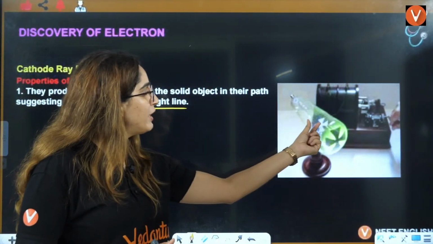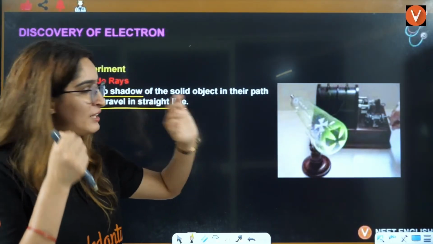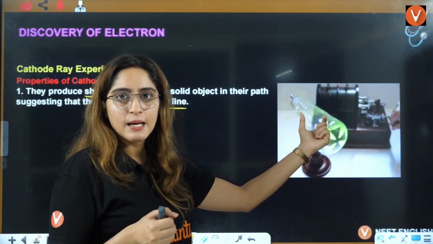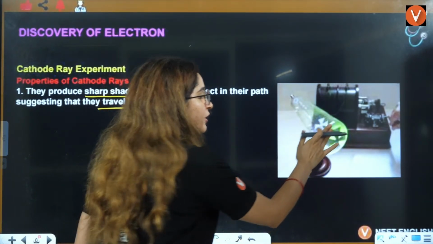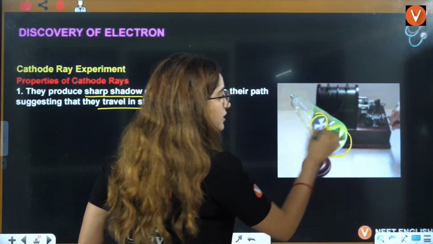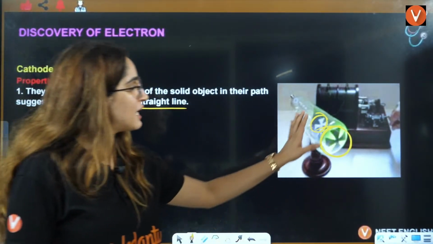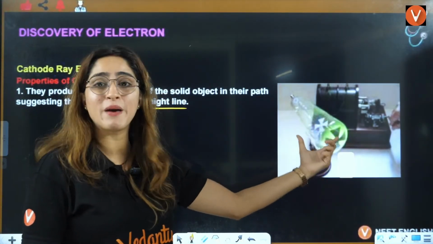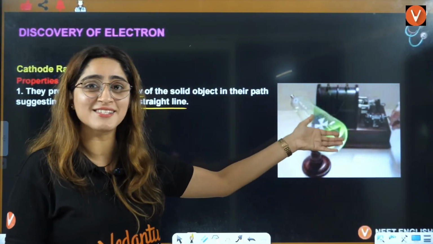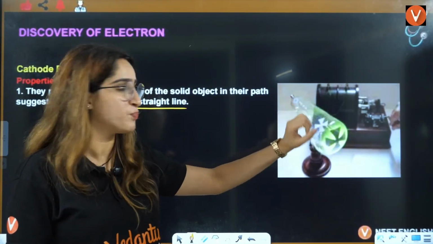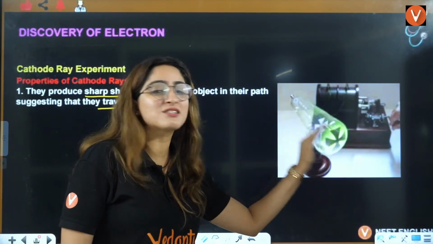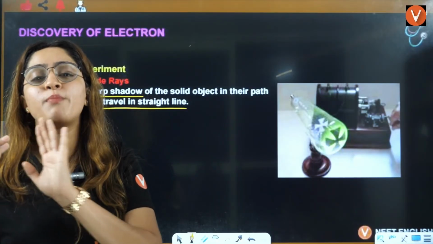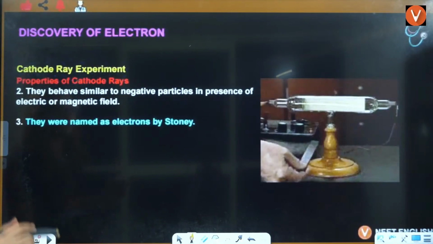Now, when you put a wheel in front of these rays, like these rays are passing here, and when you put a wheel here, right, then what will happen? This is the wheel and this is the shadow that it is casting, right? So, can you see it is casting a proper shadow? So, that means this is actual experimental photo. Because of this shadow here, we can analyze that these cathode rays are passing in a straight line here, right?